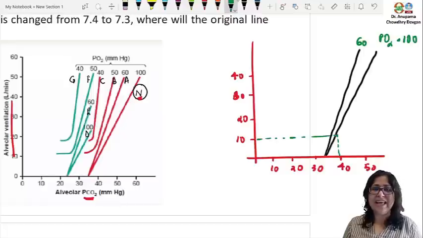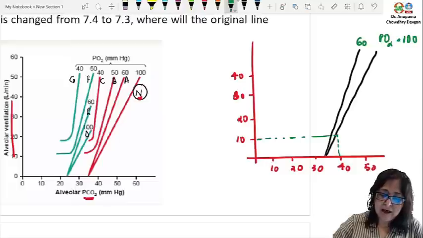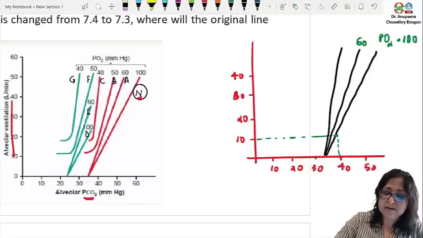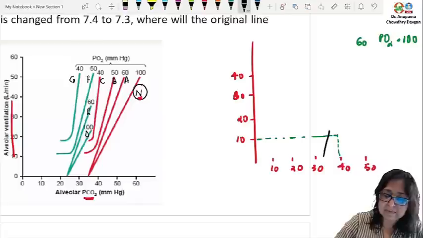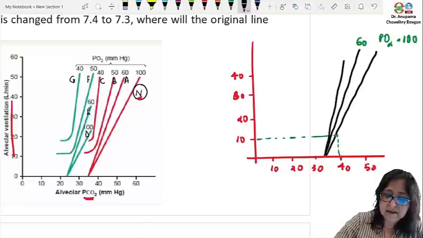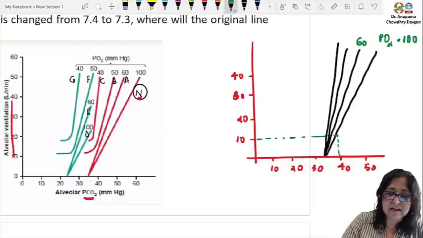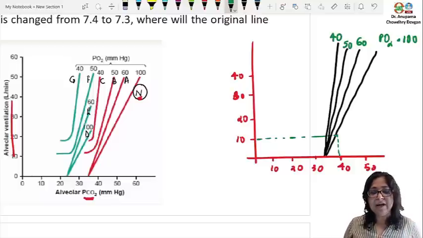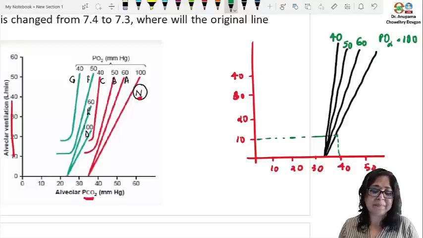So this is your line A. Now, if I further decrease the PO2, I find that the slope increases even more, again indicating that the sensitivity has increased even further. So this is seen when the PO2 is 50, this is at 40. These are your lines A, B, C. Now we got that, right? Sensitivity of the chemoreceptors to CO2 has increased in the presence of hypoxia.